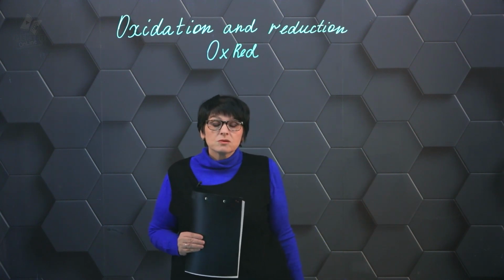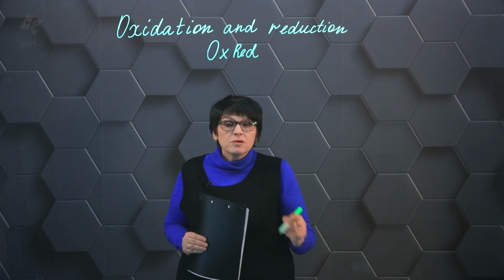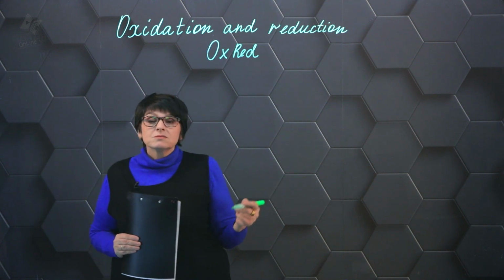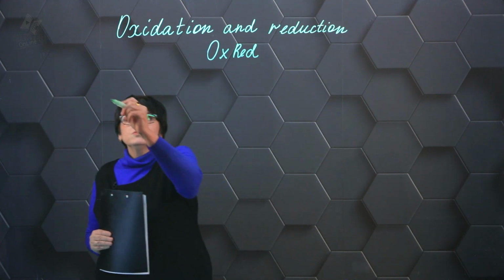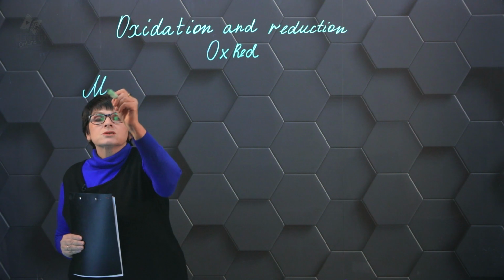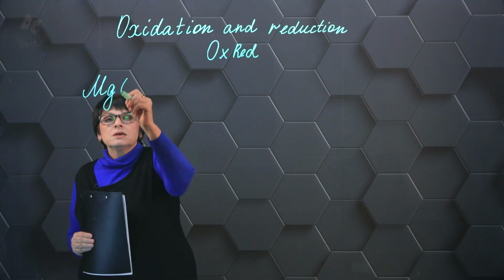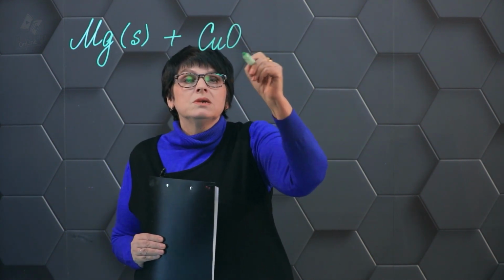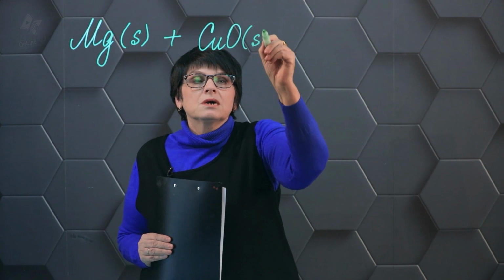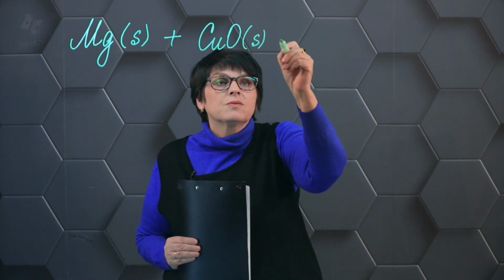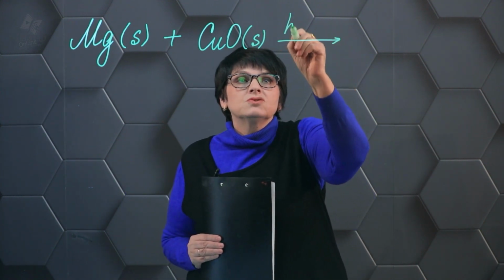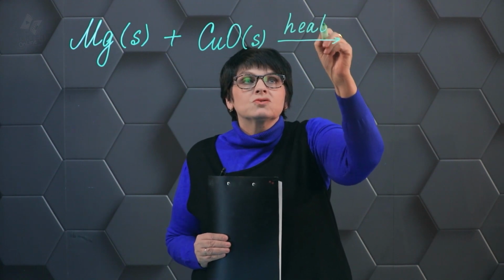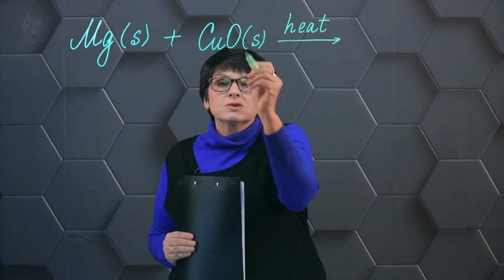Let's remind ourselves how and what processes are involved. Let's say we have the metal magnesium interacting with copper oxide. Now let's be sure to note here that magnesium is a solid and it reacts with copper oxide. Copper oxide is also a solid. This process itself is heated, so without heating, the reaction between the two complex substances will not be possible.